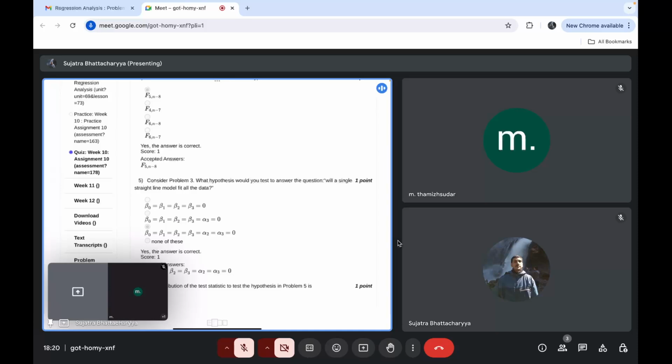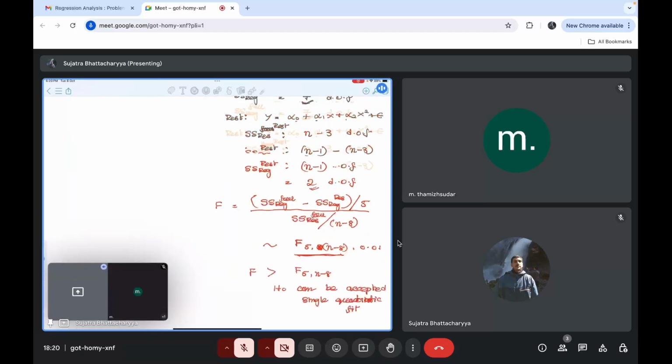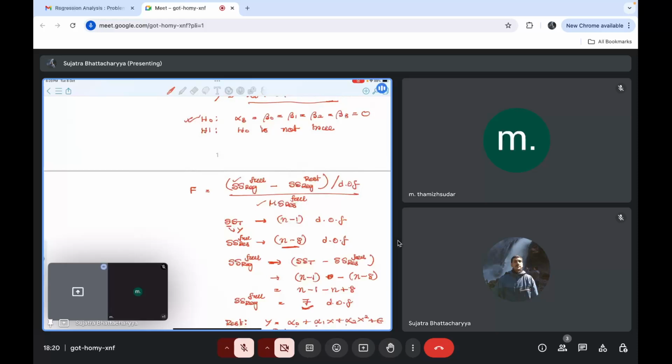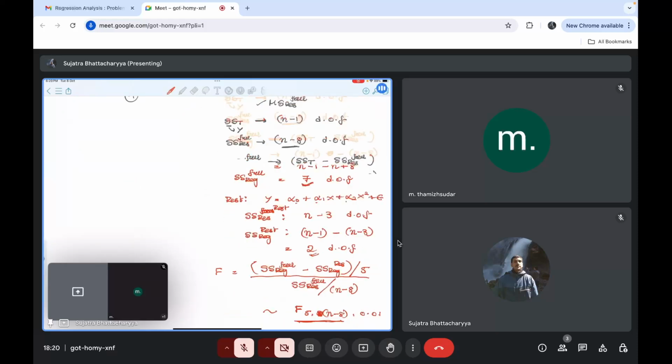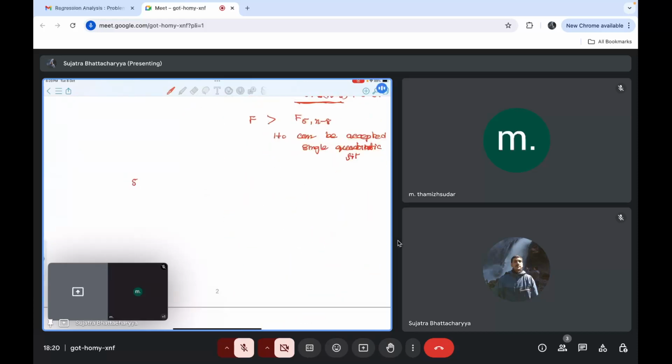Okay, so now the fifth question is: consider problem 3. What hypothesis would you test to answer the question, will a single straight line model fit all the data? Now the single straight line, remember, earlier case single quadratic, but this time, single straight line. Okay. So up to this is third, this is fourth. Let's come to the fifth. Fifth is what? To test for single straight line model.